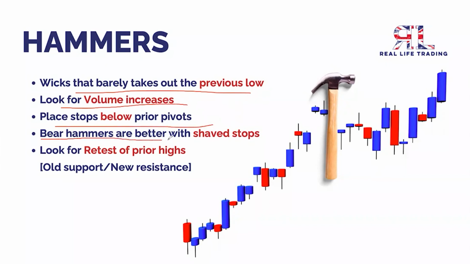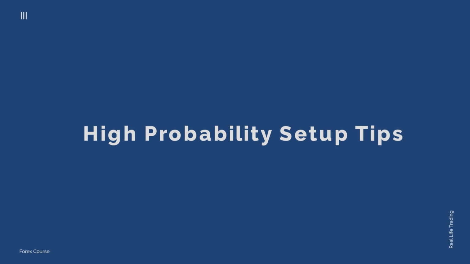Bear hammers are better with shaved tops. So if it's a black candle or a red candle, depending on what your bear candles, your selling candles, look like, if they've got a shaved top on them, then I think they're better. And then we're just going to look for a retest of prior highs, so old support, new resistance. That's just some ingredients of the hammer that we're looking for. And then I'm also going to give you some hidden tips of how to look for the higher probability setup.